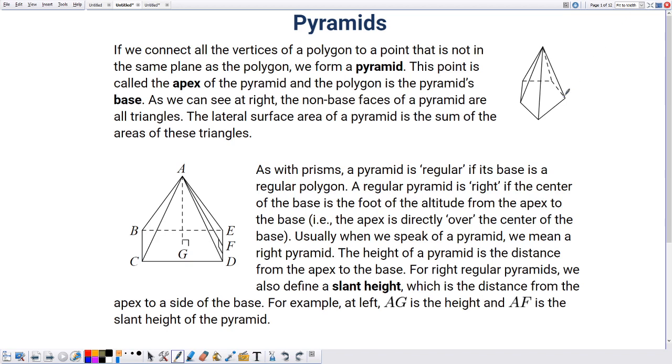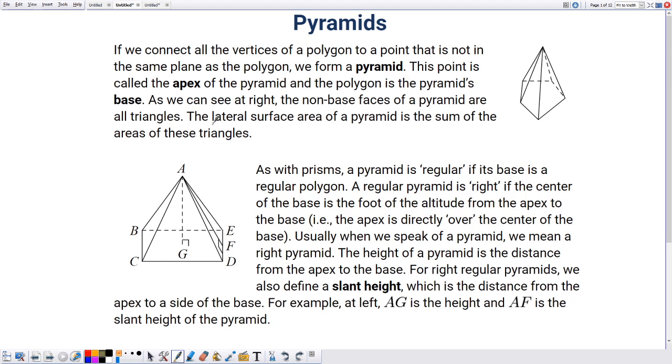Hello everyone. So now we're going to learn about this new type of shape, the pyramid. Now, a pyramid is when you take a polygon, some two-dimensional shape, and connect all the vertices to a point not on the same plane as the polygon. Remember, the plane is like a 2D surface. So this point is somewhere out in space, not on the polygon itself. That object is called a pyramid.